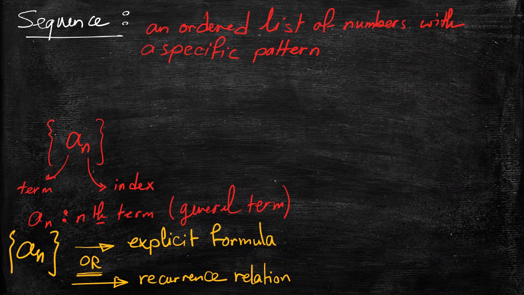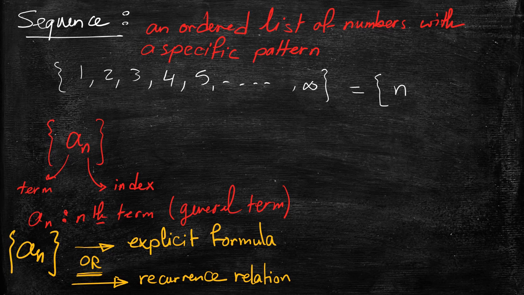From the beginning, let's define what a sequence means. A sequence is an ordered list of numbers with a specific pattern. For example, we can imagine we have some set of numbers, and this set of numbers is just 1, 2, 3, 4, 5, up to infinity. It's infinite terms. And this set of numbers can be described as some general term, and all the listed numbers obey this general term. Here, all of them are just n, where n is always a positive integer.